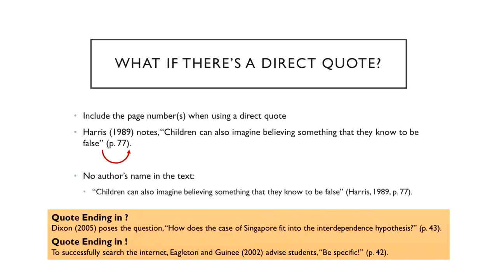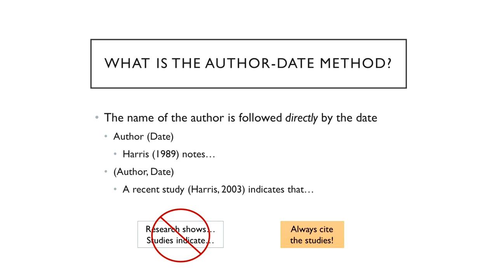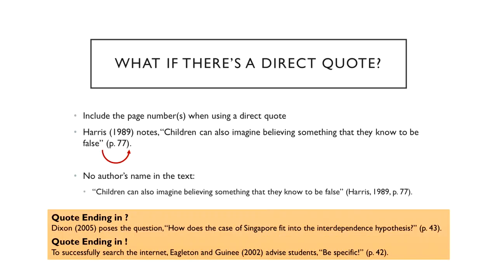Now, the next question is, what if there's a direct quote? Going back to the first example, anytime you're paraphrasing, anytime you're sharing an idea that somebody had or indicated, or you're paraphrasing a study, you should always be throwing these author-dates in there to cite that study. What if there's a direct quote, though, and you want to actually quote somebody? Here's how you do the direct quote.